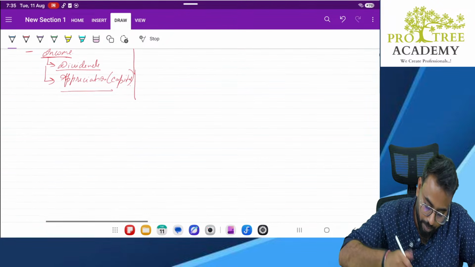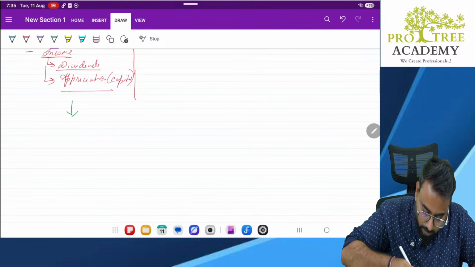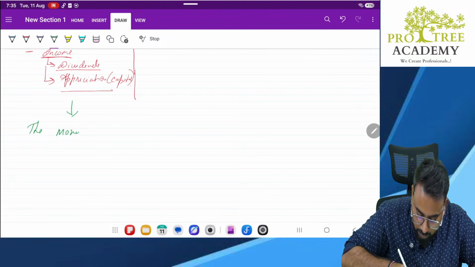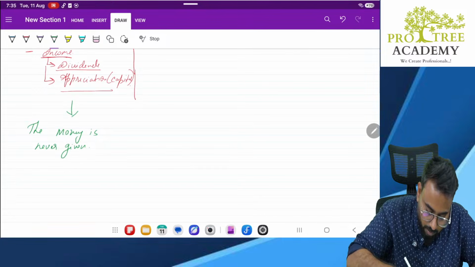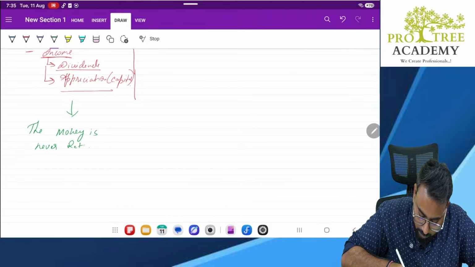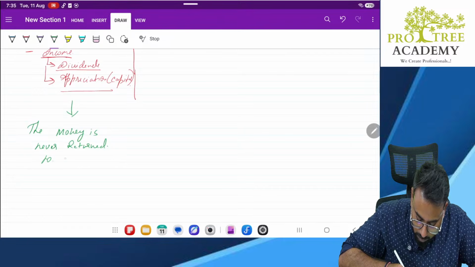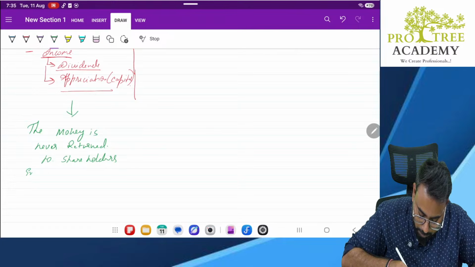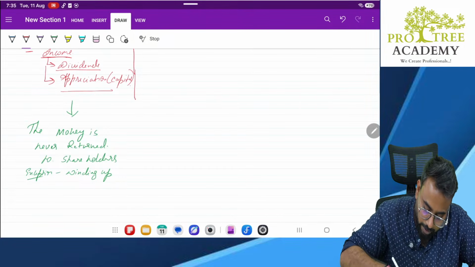Biggest revelation to you. These shares are there, no? The money is never given back, or I'll say returned. This money is never returned to shareholders, except in winding up. I'll explain it to you. Wait.